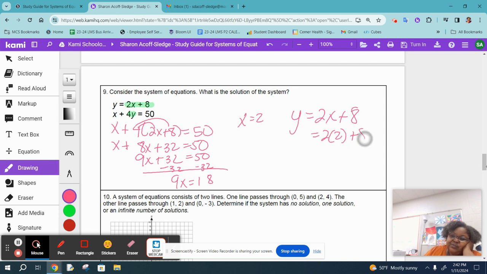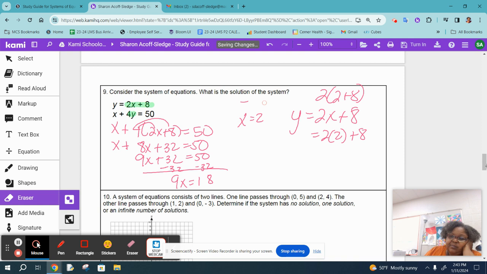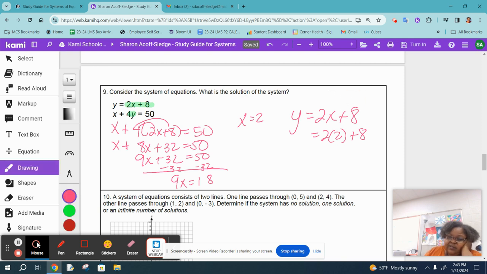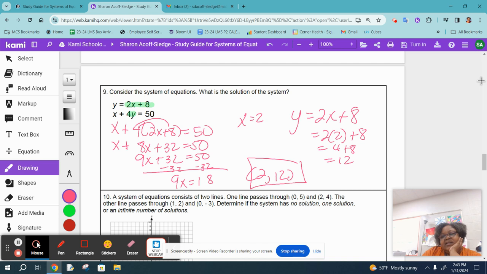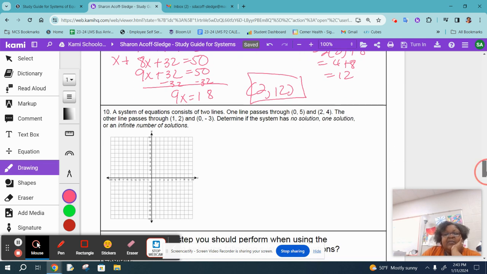2 times 2. Now, some of you did this. No, if that were true, this would be the equation. Original equation would look like that. That's not what it's saying. You only multiply the 2 times the x value that you just found. So this is 4 plus 8, which is 12. Box around it so I can see the answer. Make sure it's got to be in parentheses. You got to have a comma between them.